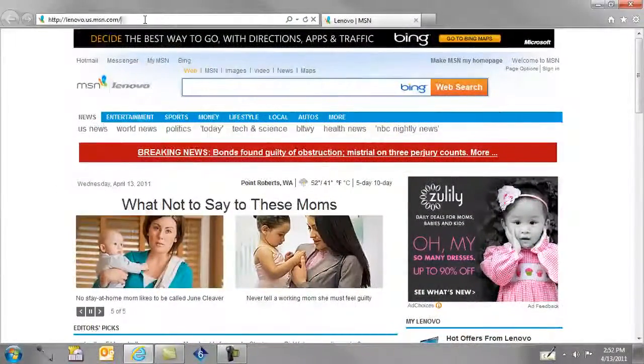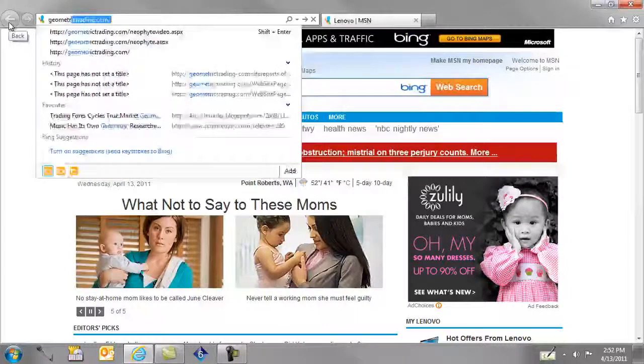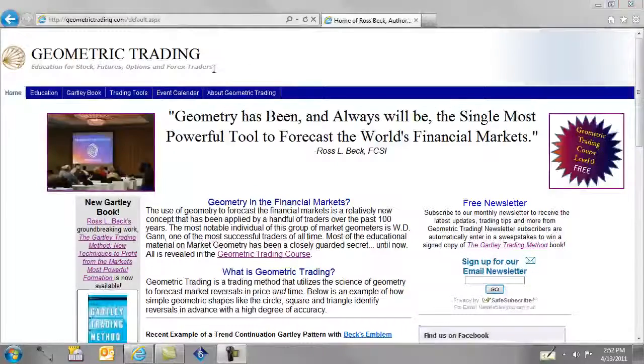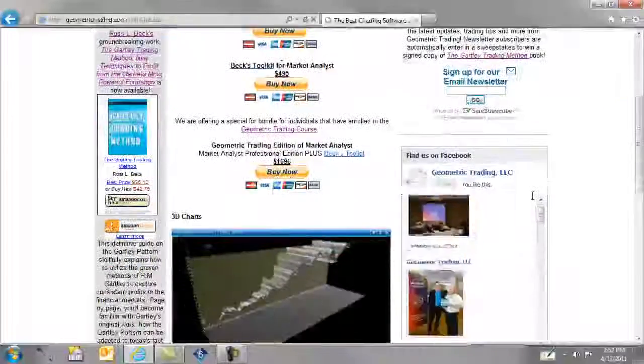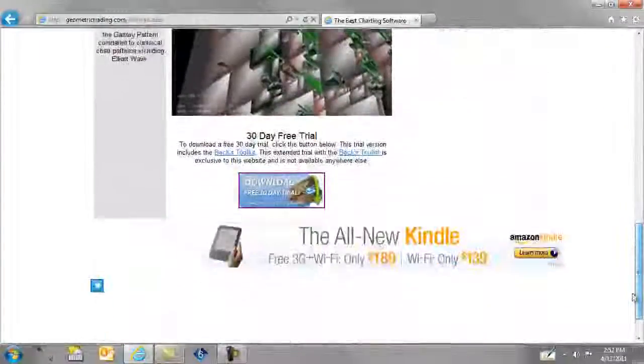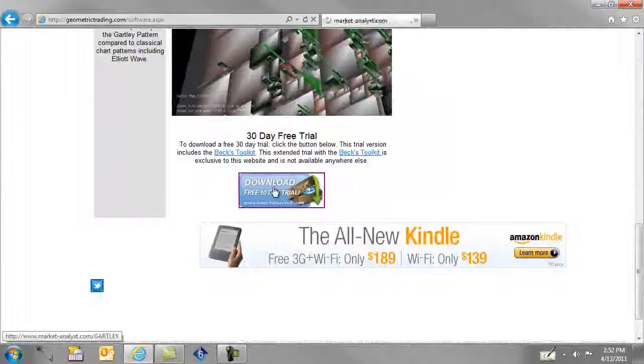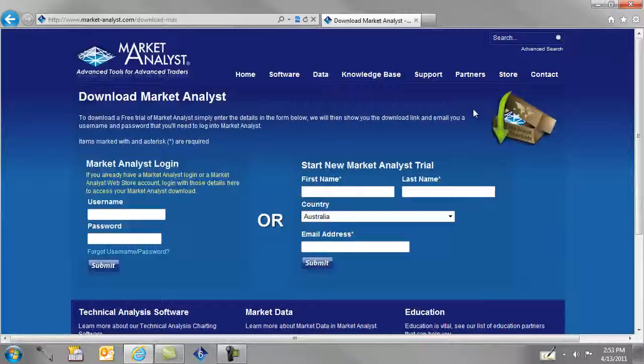So to download the software, go to geometrictrading.com and go to Trading Tools, Charting Software, and just scroll down to the bottom of this page here to download the 30-day free trial. And you'll go to this page. Just fill out your name, where you're from, and your email address, and click Submit. And you'll be given a link for a download, and then you'll receive an email with your username and password to log into Market Analyst.